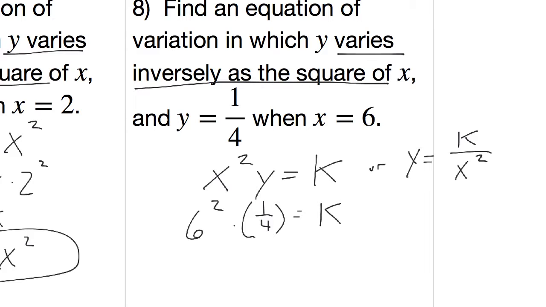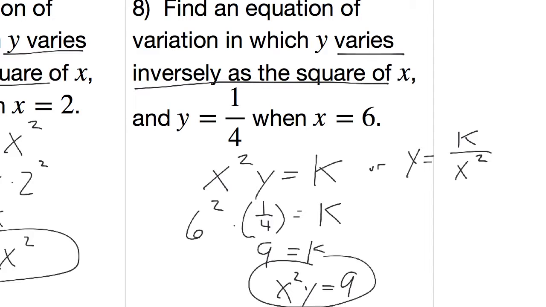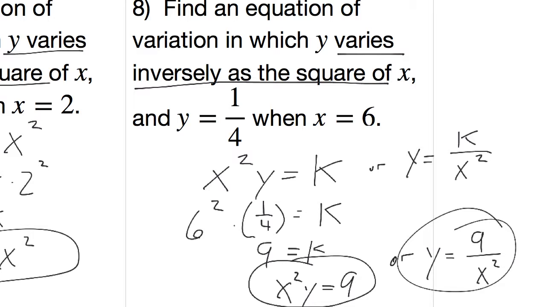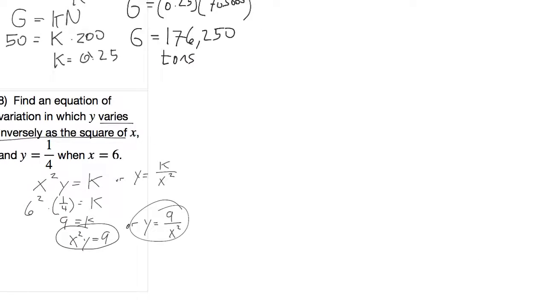And your goal is to figure out what that constant is. It's 9. So therefore the equation is x squared times y equals 9. You could also write y is equal to 9 over x squared. The answer here is an equation, and that's the goal for most of the section.